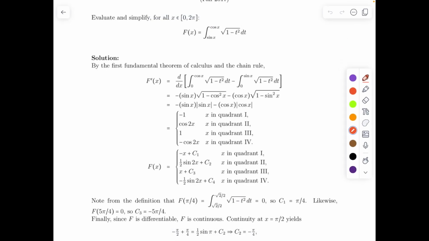It's a nicer one in the sense that we have to analyze in all four quadrants. The question is: evaluate and simplify, for all x belonging to 0 to 2π, the expression integral from sin x to cos x of under root 1 minus t square dt.